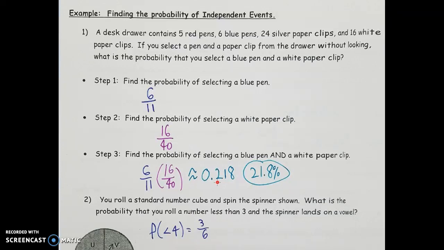So we can just answer that as a decimal. We can answer as a fraction, or also put the percent there. 21.8% would also work as an answer. So that's an example. Again, if I have two separate probabilities and they're independent events, I just multiply those probabilities together, and that gets me a combined total.